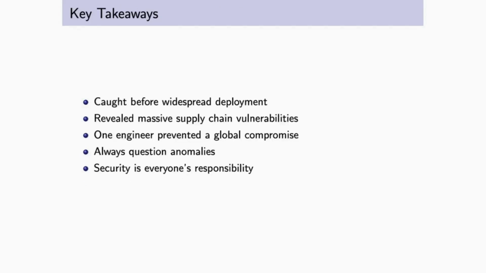The key takeaway is that this was caught by one observant engineer, not a security department or automated system. The open-source community dodged a bullet that could have compromised global infrastructure. For CS50 students, the lesson is clear: security is everyone's responsibility. Question anomalies, understand your supply chain, and never assume trustworthiness. As future developers or security professionals, you'll be on the front lines of preventing the next XZ backdoor.